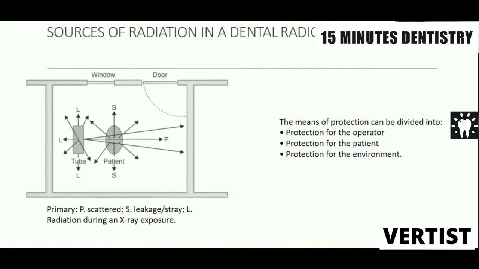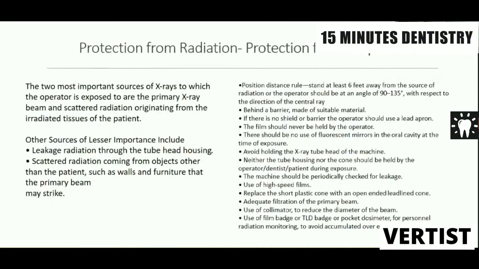So now what do we need? How do we protect ourselves? We need protection for the operator, protection for the patient, and protection for the environment. Protection from radiation for the operator. Like I told you, leakage radiation is through the tube head housing, and scattered radiation is from objects other than the patient. So now how do we protect ourselves?